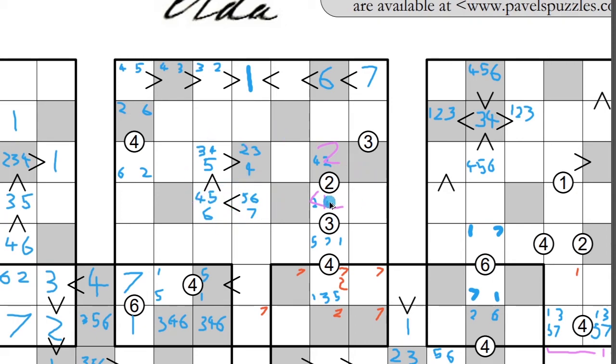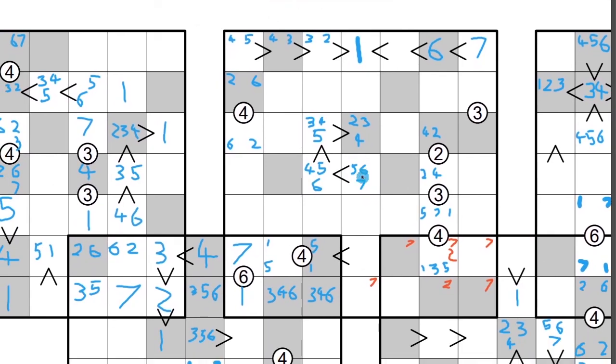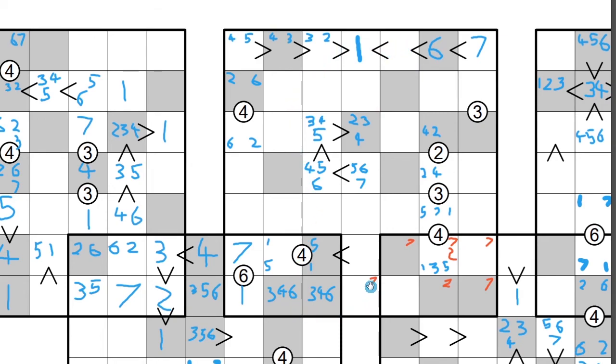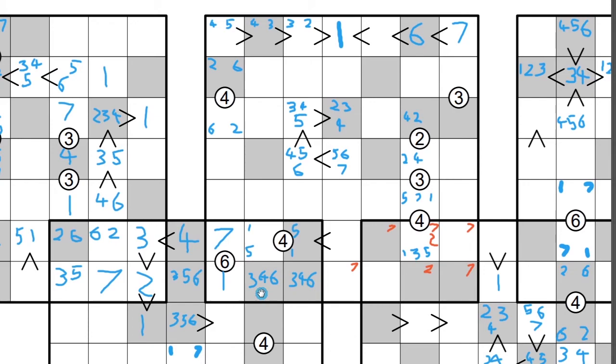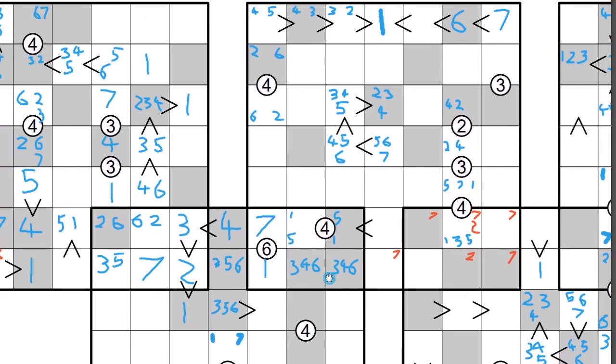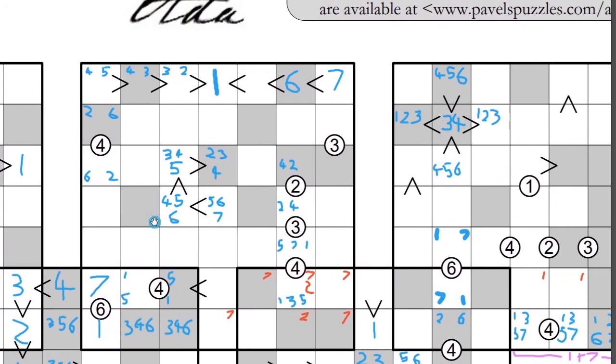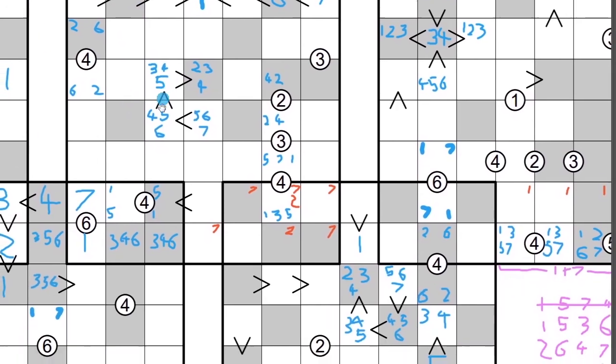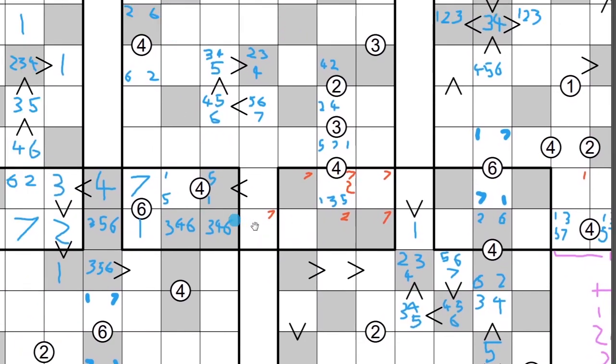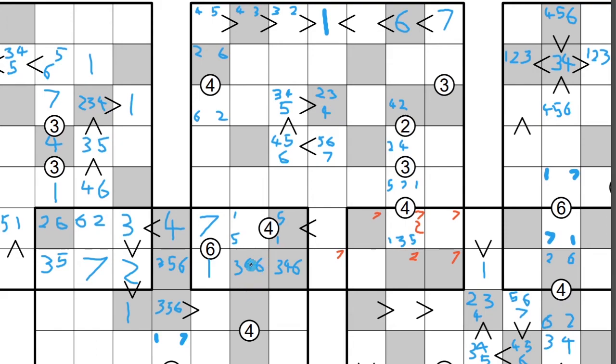Still so many options here. I do have the situation where, could that be a 3 still? It could, couldn't it? I was going to say, do I have another? No, I don't have another thing at all. An X-Wing? Like, any of these could be 3 as well. All I know is that I've got guaranteed 4 and 4.